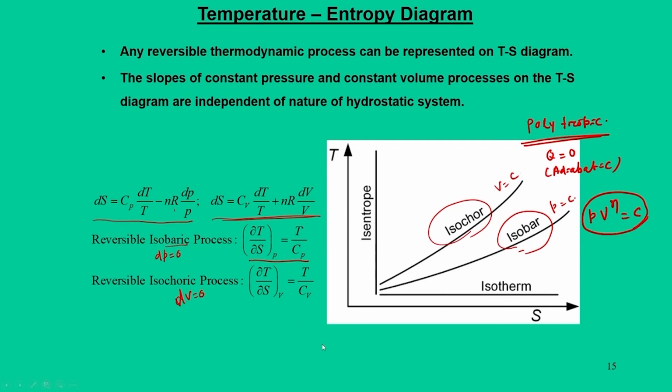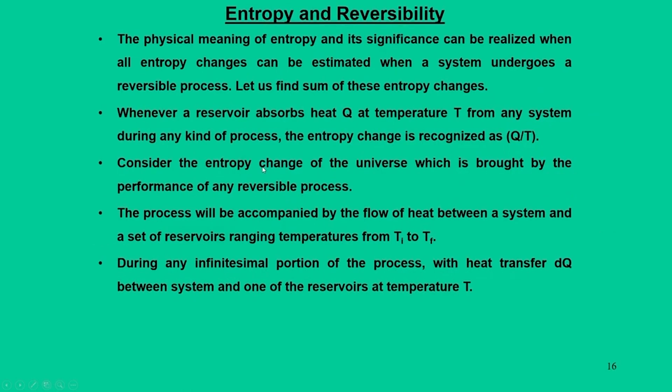So, what it says is that dT by dS is nothing but the slope of this diagram, whether it is a constant pressure process or a constant volume process. So, the slope of the constant pressure and constant volume process on a TS diagram is independent of the nature of the systems. Here T is your absolute temperature, Cv is your property, the specific heat capacity of the medium, and these are independent of any other nature of the hydrostatic systems.